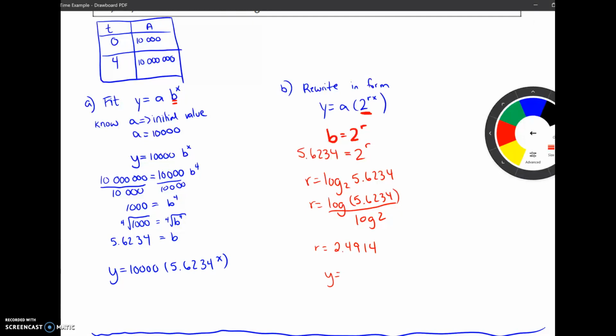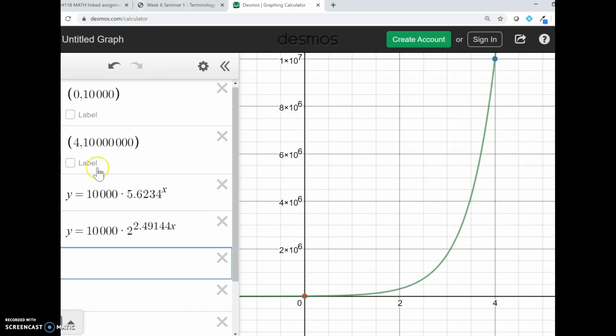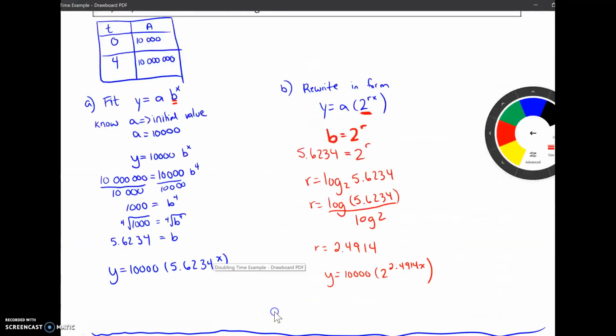be of the form y is equal to 10,000 times 2 to the 2.4914x. Again, how do I check that that's reasonable? I could go to a graphing software like Desmos and see that it fits my data at the 2 points. I could also compare it to my other curve that I just graphed and notice that my new curve, y is equal to 10,000 times 2 to the power 2.49144x, is exactly over top of our previous curve. It's just a different equation expressing the exact same thing.